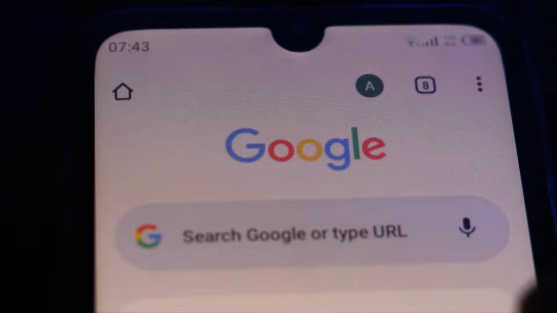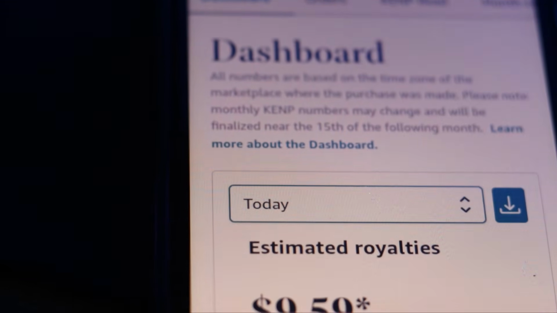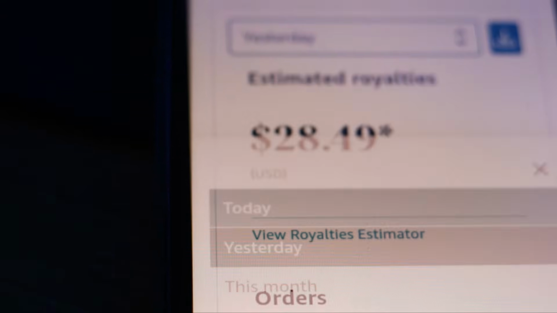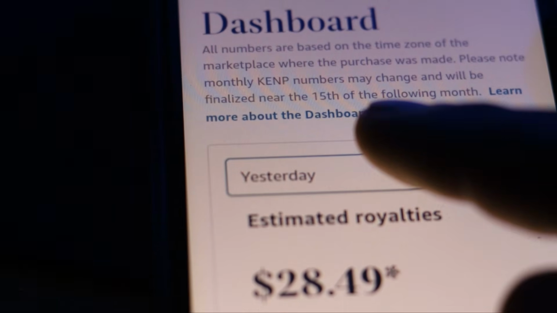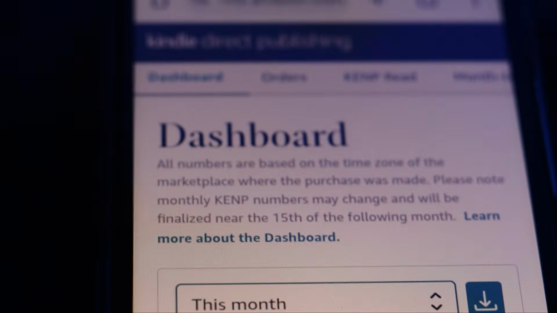So we come back to the next day. So today so far, that is the 7th, we have made like $9.59. So let's see how much we made yesterday, which is on the 6th of October. So yesterday we made $28.49. So total sales we have made so far this month will be $237.14. So that's the total sales we have actually made so far for the past 6 days. So let's check how much we are going to make for the 7th of October so that we can consolidate and know how much we have made so far for 7 days.